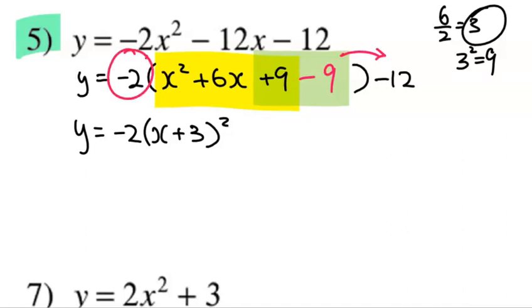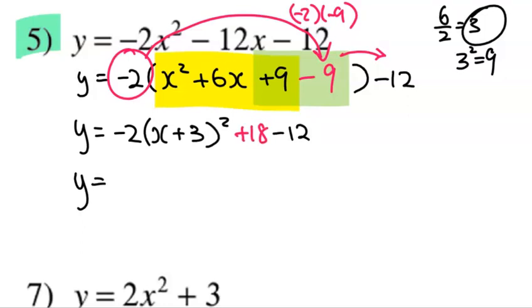But we can't just take it out because this says -2 is being multiplied to every single term in here. And if I want to take that out, I need to first multiply that by -2. So that gives me positive 18 minus 12. Now I can simplify that as y is equal to -2 times x plus 3 all squared plus 6. And now we're done.